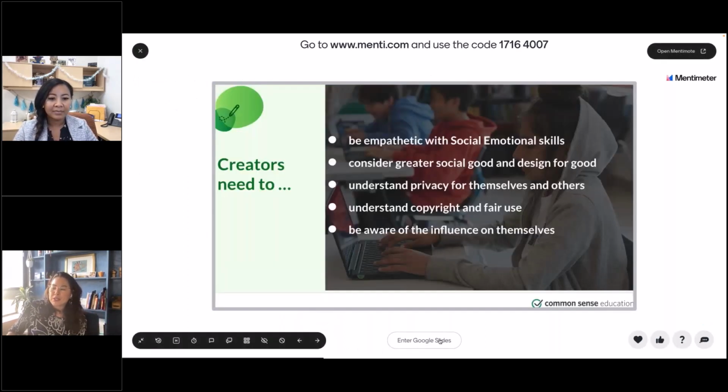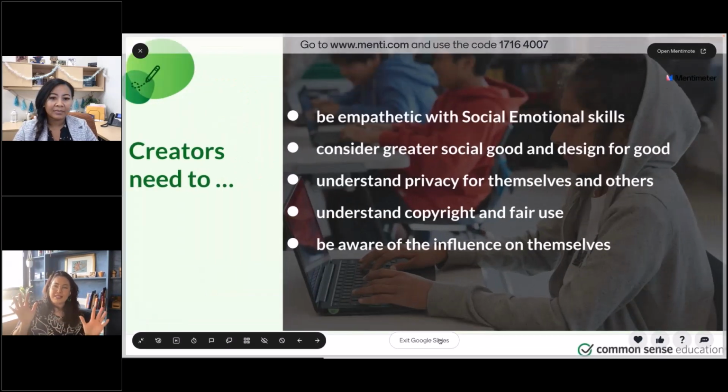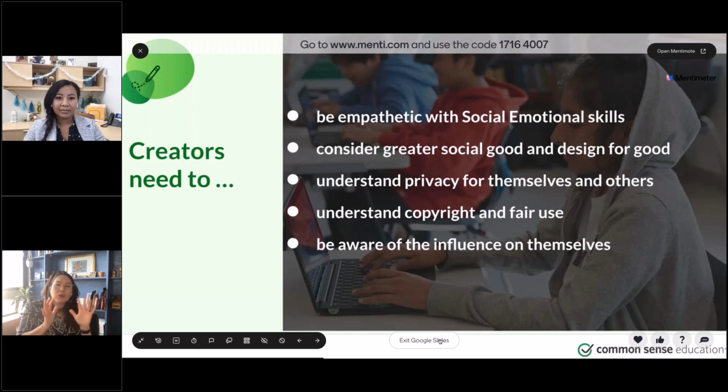So here are the 5 ways that Teresa and I thought about being creators in the computer science space and what those creators need to have. The first one we talked about was being empathetic and having these social emotional skills. I'll talk about what those skills are and how you can teach those in the computer science context. We'll talk about the greater social good, which I think a lot of you touched on.